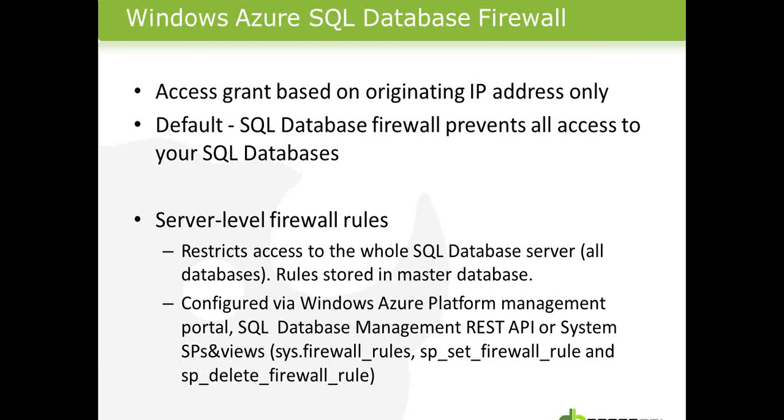There are two granularities right now. As I said, it's limited only to the originating IP address. So it's just an access list firewall based on originating IP addresses. There's nothing more to it right now.